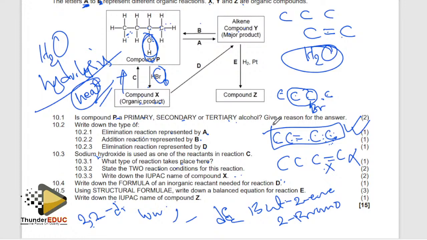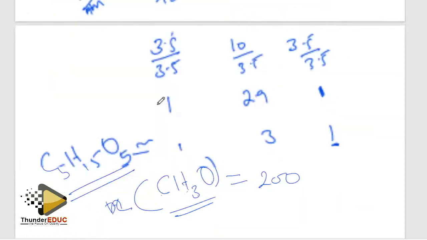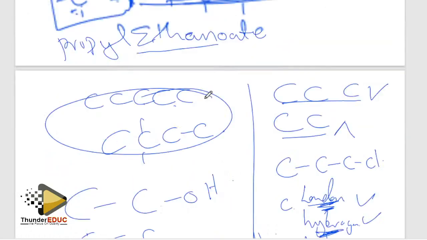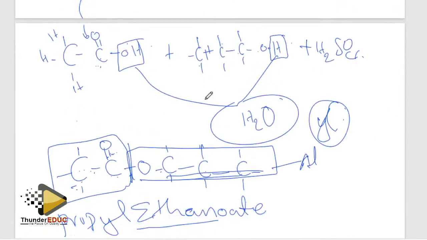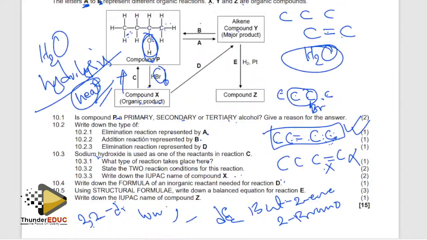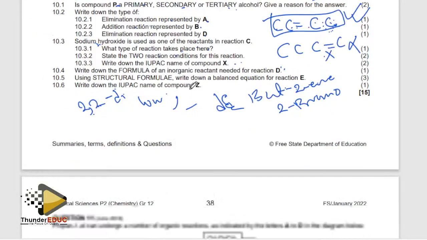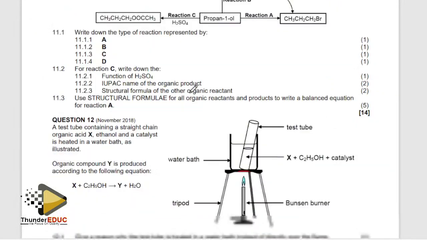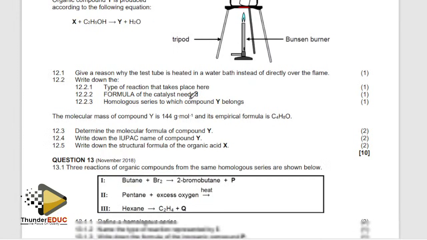And then don't also forget to know the esterification. This esterification, don't go without knowing esterification. Why is sulfuric acid being used? We said as a catalyst. Yeah, please make sure you know that.